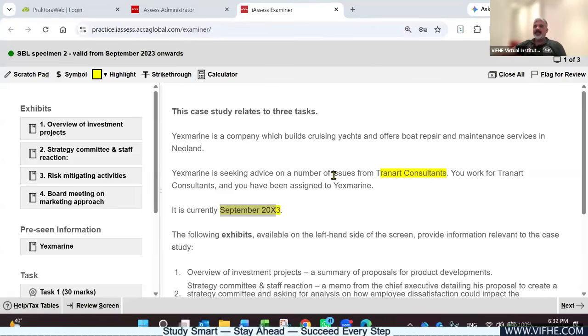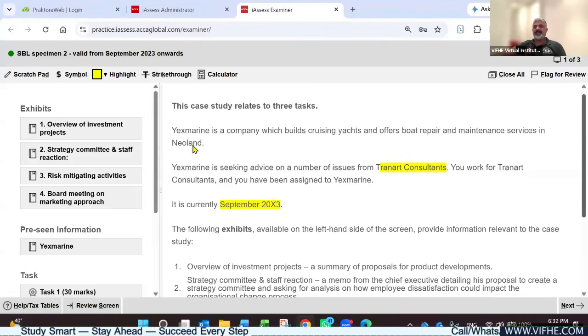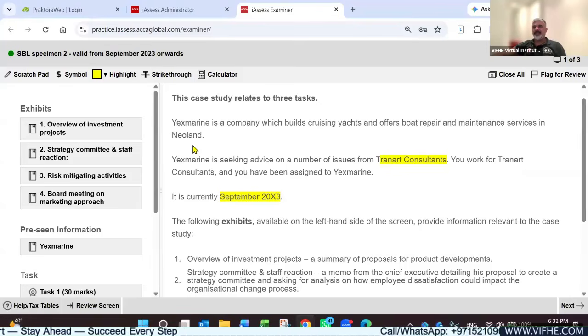Good. Then, can you tell me how many exhibits were given in this attempt? Four exhibits. You can see the four exhibits here. Exhibit number one is overview of the investment project. Exhibit two is strategy committee and staff reaction. Exhibit three is something to do with risk mitigation. And exhibit four is board meeting on marketing approach. These four pieces of additional information are given to you on your exam day.